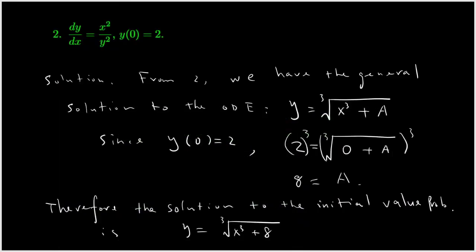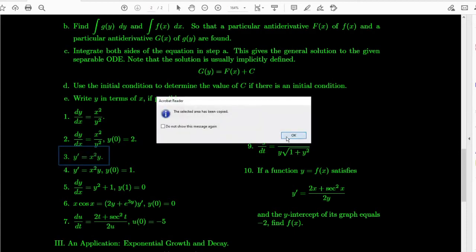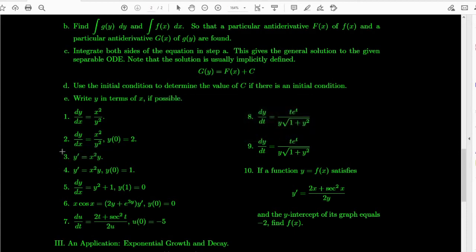Again, my intention on question 2 is to show you again that the initial condition can be used to determine the constant. In almost all the cases, the solution to an initial value problem is unique. Now we move on to question 3. Probably question 3 was the question I used to motivate the definition of a solution to ODEs.